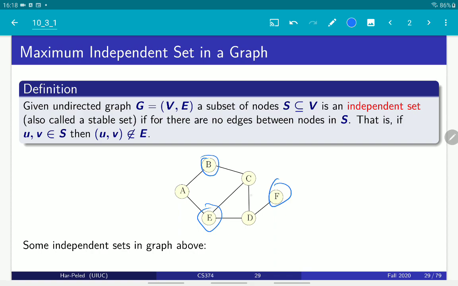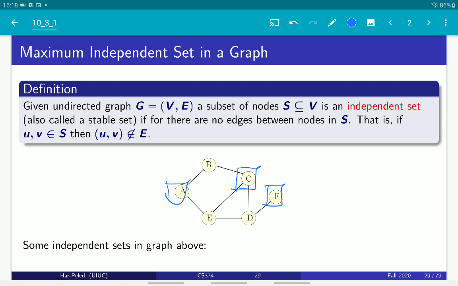So here is, for example, a set of three vertices. But then, of course, it's natural to ask, can you do better? Maybe by moving things around, one can get four vertices. Notice that this is not unique. I can pick this vertex and this vertex and this vertex. And in this particular graph, one can argue that you cannot do better than three.